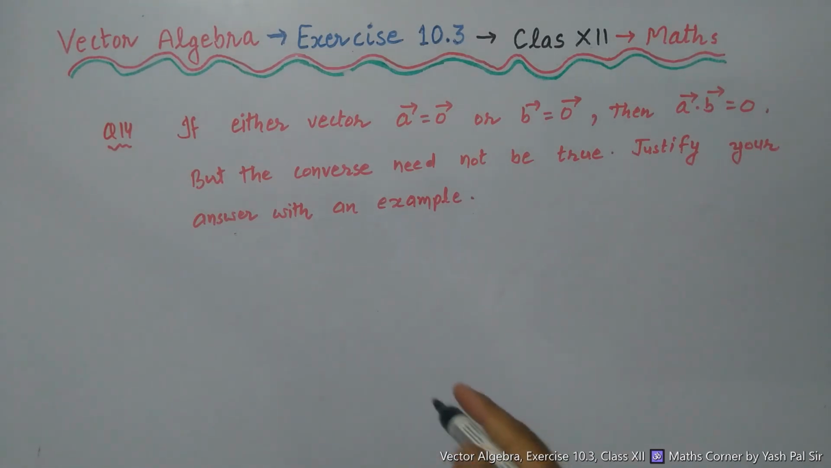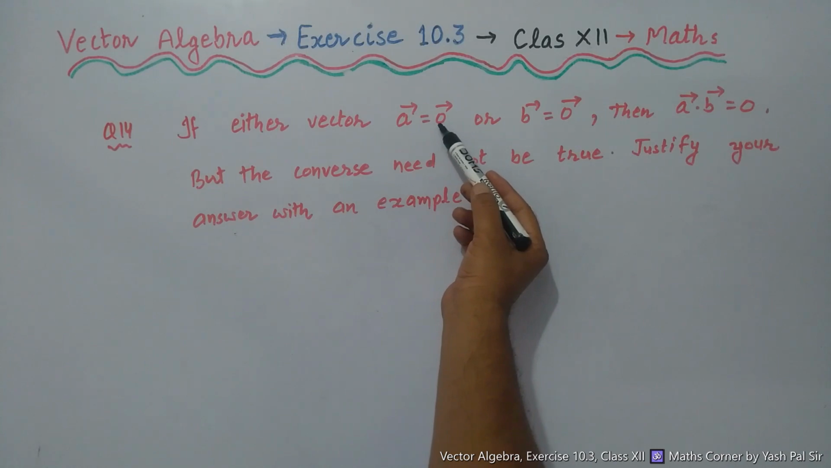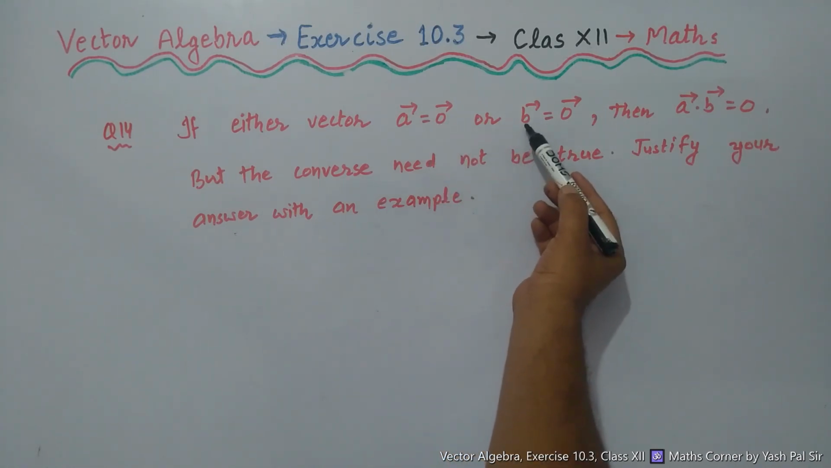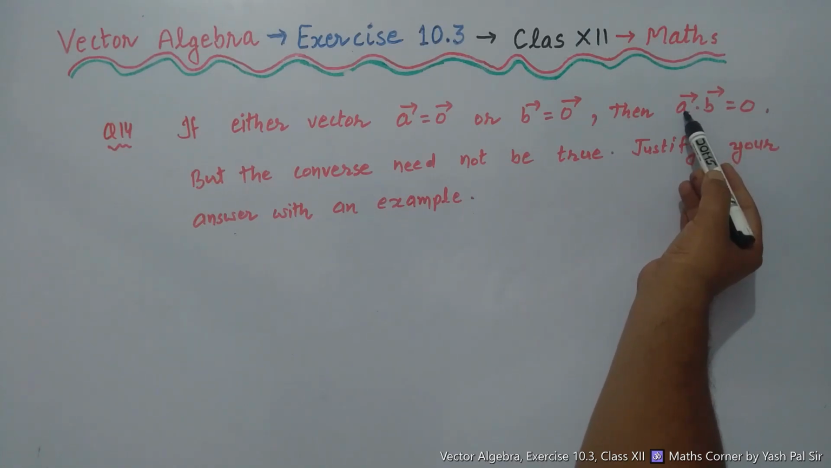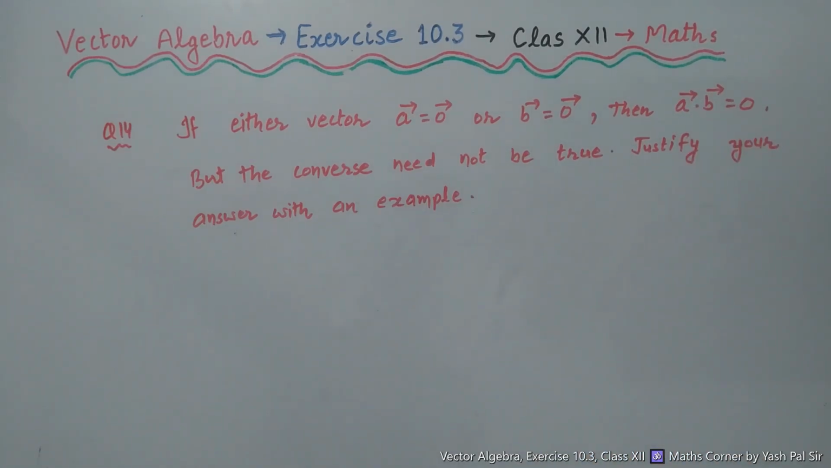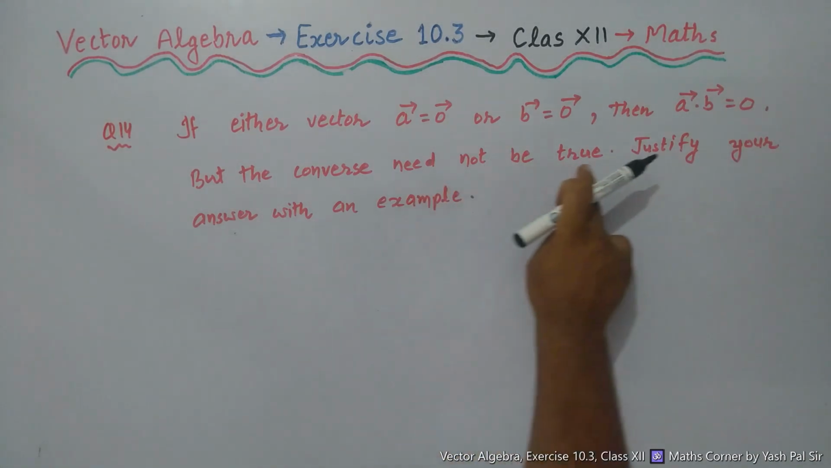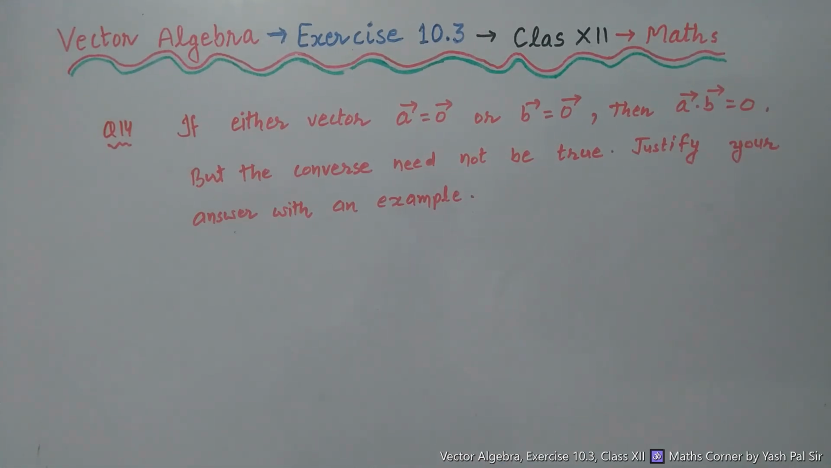Question number 14 is, if either vector A is a 0 vector or vector B is a 0 vector, then their dot product, vector A dot vector B, is equal to 0, a scalar quantity. But the converse need not be true. Justify your answer with one example. Of course, the converse is not true. Just one counter example is enough to prove the result.